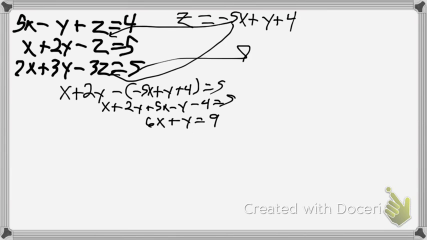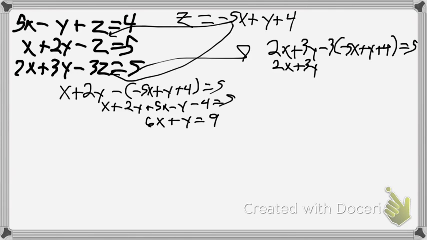So, I'm now going to do the same thing. Now I'm going to plug in that negative 5x plus y plus 4 into the bottom equation. 2x plus 3y minus 3 times negative 5x plus y plus 4 equals 5. I'm going to distribute that negative 3, so I get 15x minus 3y plus 12 equals 5. Now I just got a little excited because, hey, look at that, guys. Not only did I get rid of my z by elimination, I have this 3y minus 3y. So the y's are going to cancel out too. It made my job so much easier.